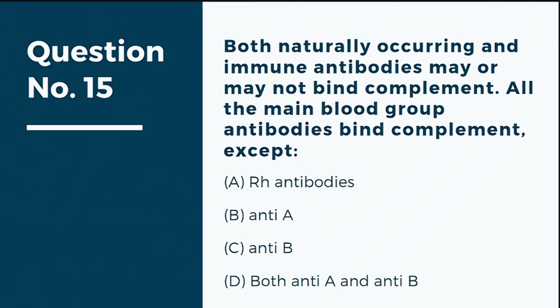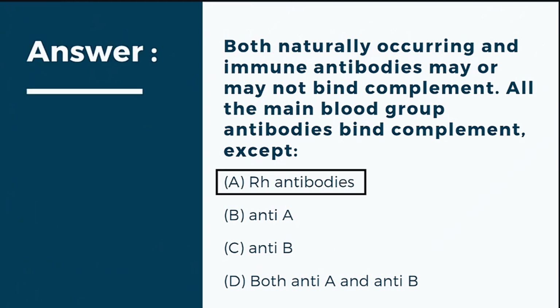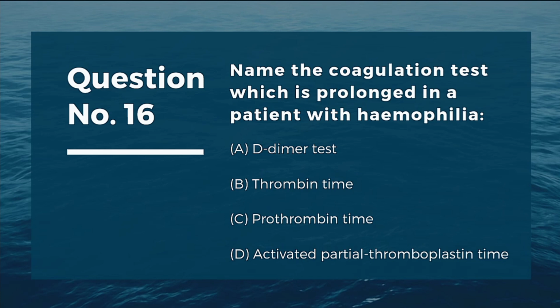Question number 15. Both the naturally occurring and immune antibodies may or may not bind complement. All the main blood group antibodies bind complement except option A, Rh antibodies. Option B, anti-A. Option C, anti-B. Option D, both anti-A and anti-B. And the answer is option A, Rh antibodies.